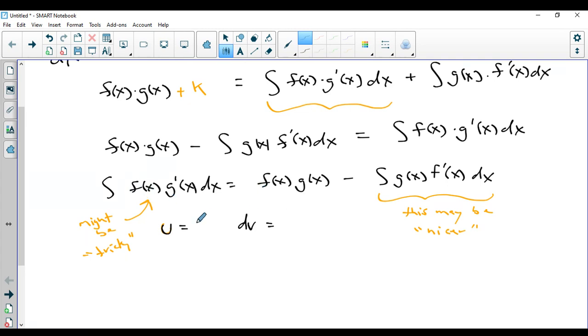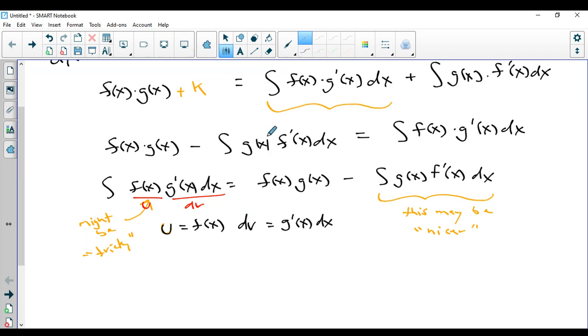So I'm going to pick my u here to be f of x. I'm going to pick my dv to be the rest. So it's very different than our normal u substitution stuff that we've done. Now, why did I do this? Well, I have to account for everything. So now I did, right? f of x, that's just my u right here. And g prime of x, that's just my dv. So all of that was accounted for.